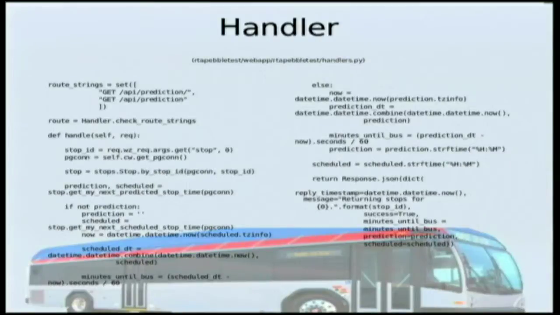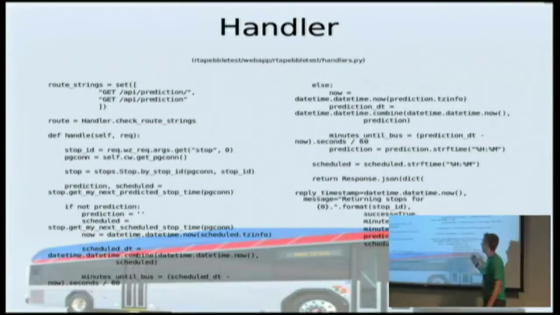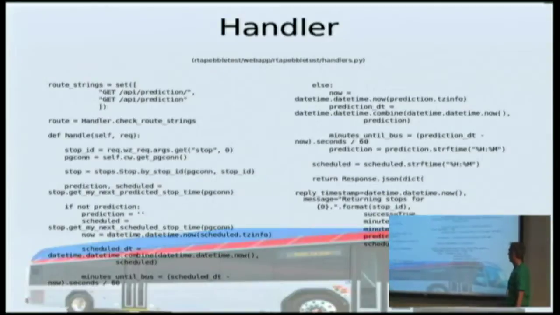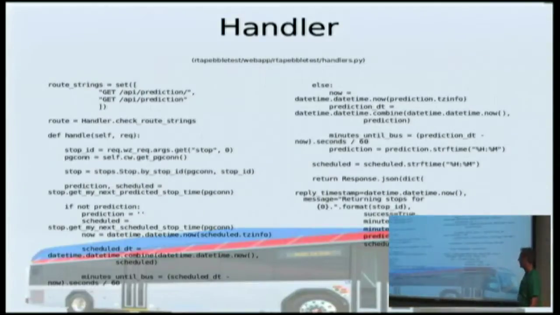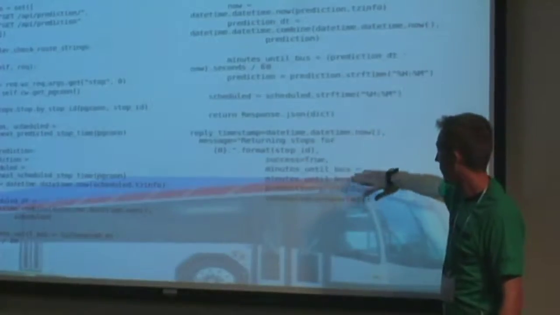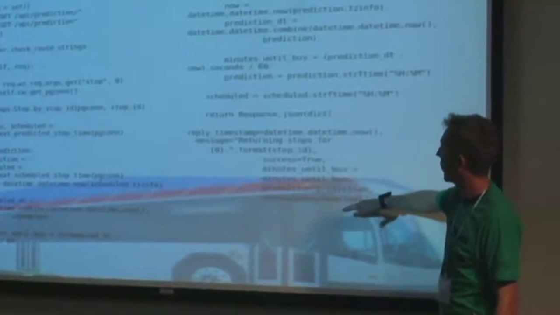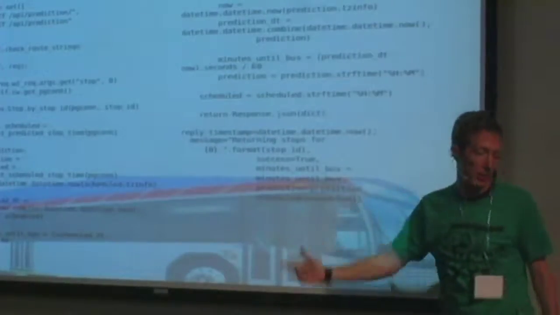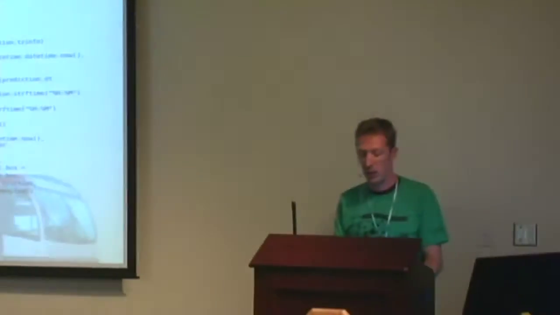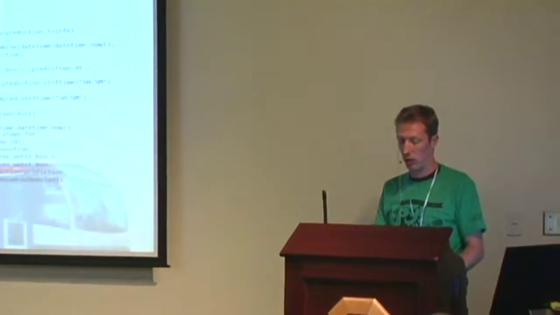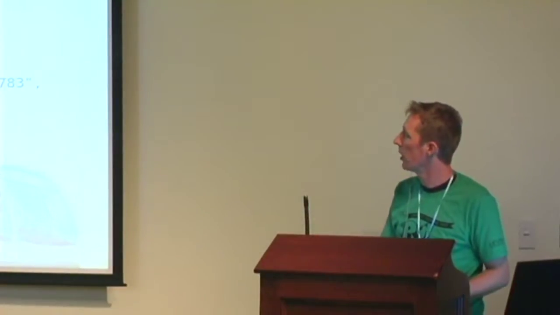So minutes until bus is either, if I have a scheduled time, now until the scheduled time, or if I have a predicted time, now until the predicted time. So that way I know, okay, bus is 5 minutes away. I don't have to do the math in my head. And then I'm just going to say minutes until bus, give the prediction, give the scheduled time. And those are just strings, like 10:05 p.m., whatever. Just so it makes it easy for whatever is reading it to just display it.